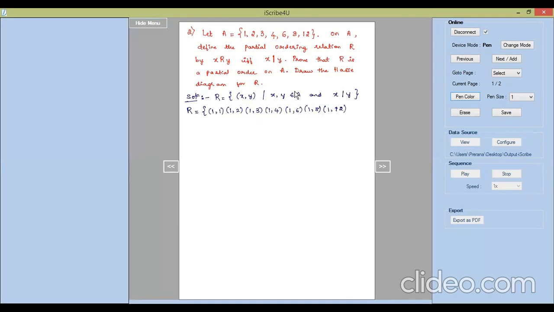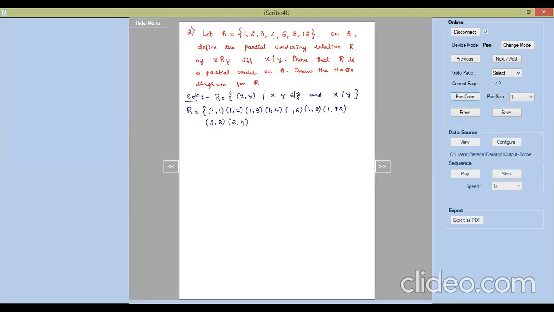With 1, that's all. Starting with 2, I cannot write down 2 comma 1 because 2 does not divide 1. So I have to write down 2, 2. I cannot write down 2 comma 3, so I have to go ahead to 2 comma 4.